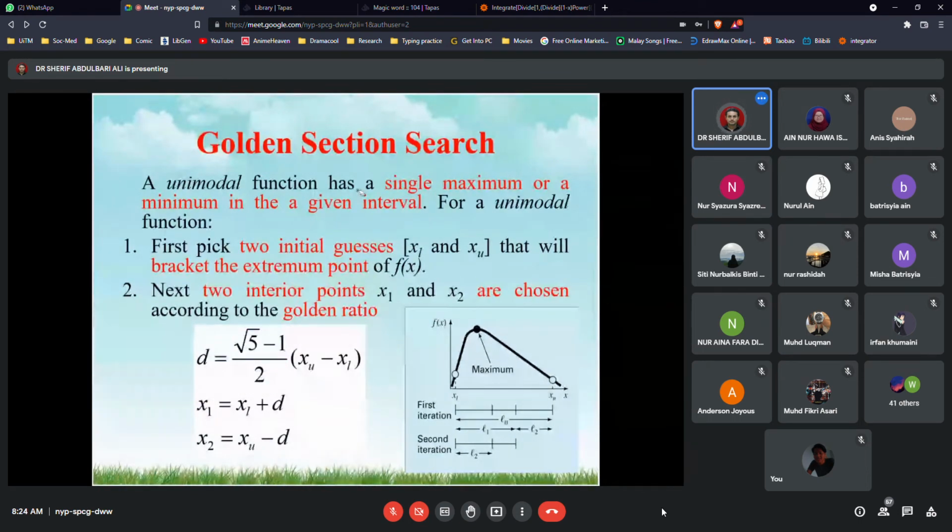So the golden section search is considered a unimodal function, which is going to have a single maximum or a minimum in the given interval. That function is going to have the maximum value or a minimum value within the interval. So what's your first step here to solve? The first step is you need to pick two initial values, x lower and x upper. Actually, you are not going to guess the values of x lower and x upper; they are going to be given in the question. Since this method is under bracketing methods, the maximum or the minimum will be in between these values. So that will bracket the maximum point of the function. Between x lower and x upper, there will be a value of x that maximizes or minimizes the function.